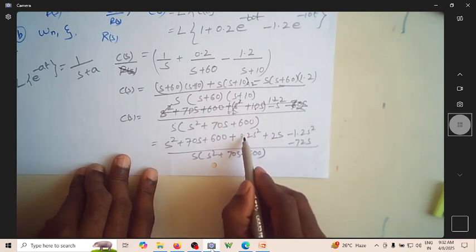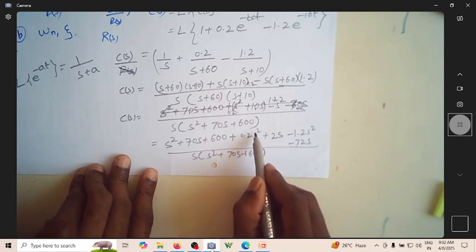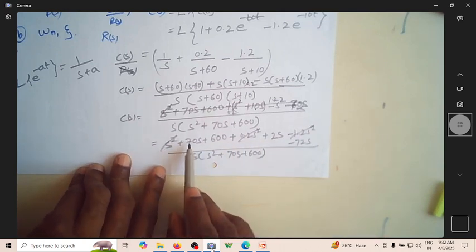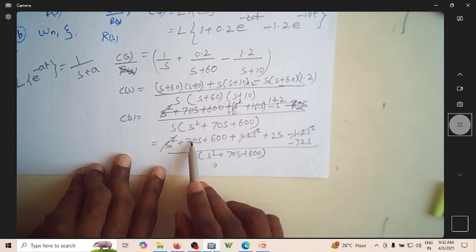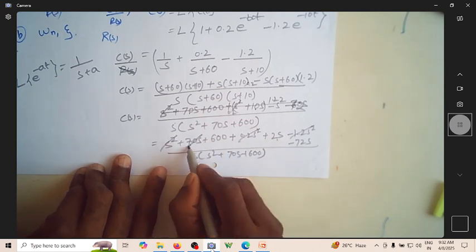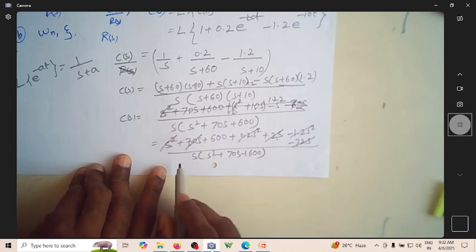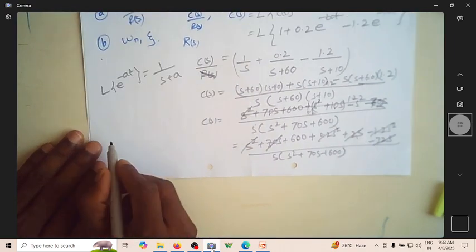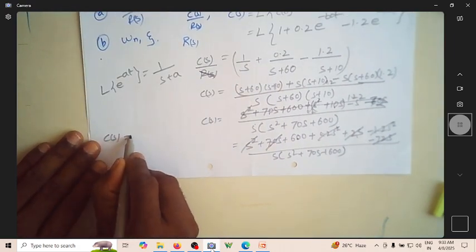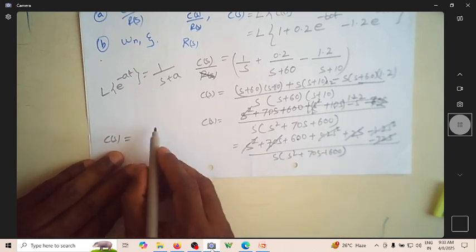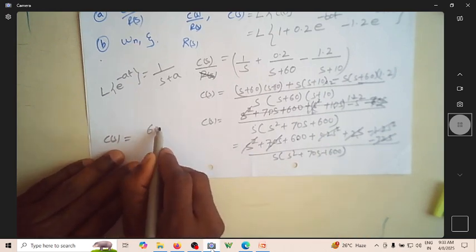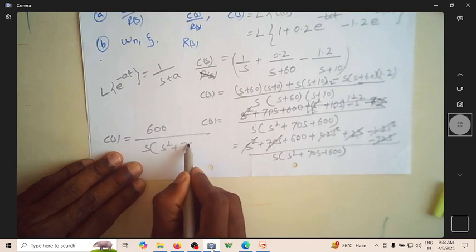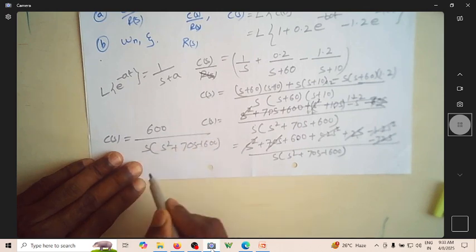Now, this plus this is actually minus 1 S square, so this will go with this, and you have this as 70, and this is 70 plus 2, 72, and here it is minus 72. This will also go with this, and you have only 600 left out. So what do you have? You have C(s) is equal to 600 divided by S into S square plus 70s plus 600.